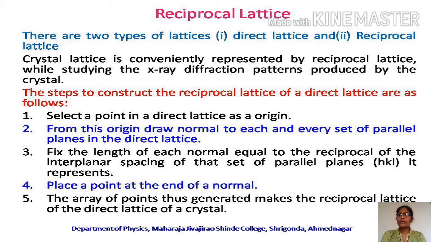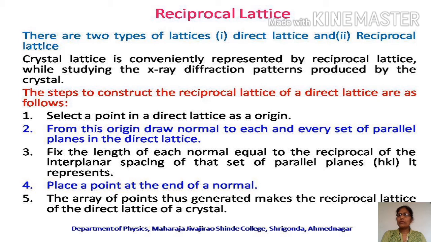In order to obtain a reciprocal lattice, there are some steps. First of all, we have to consider a direct lattice of which we want to get the reciprocal lattice. In the direct lattice, you have to consider some origin. From this origin, you have to draw a perpendicular to each and every parallel plane or set of parallel planes.